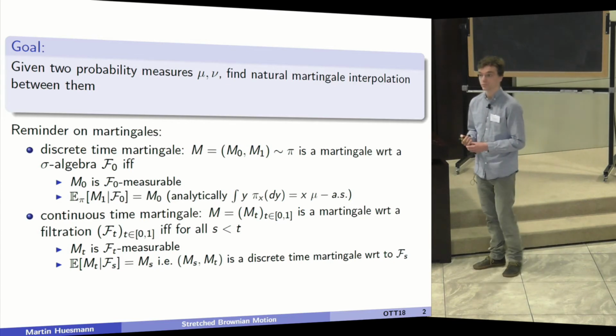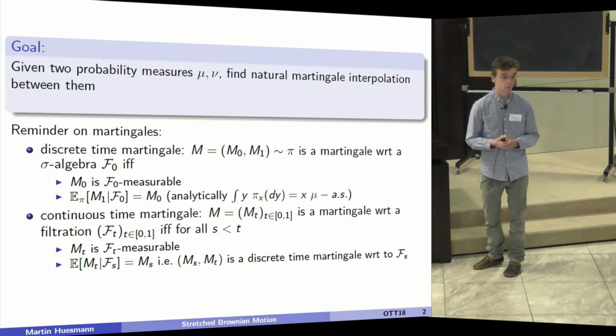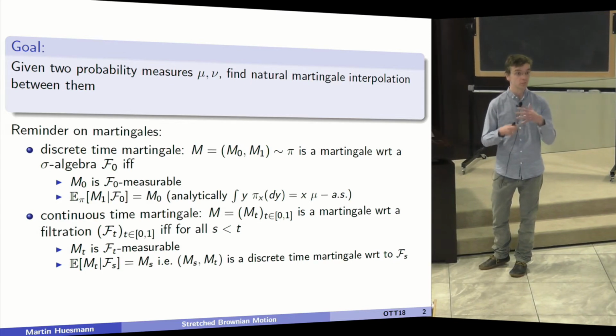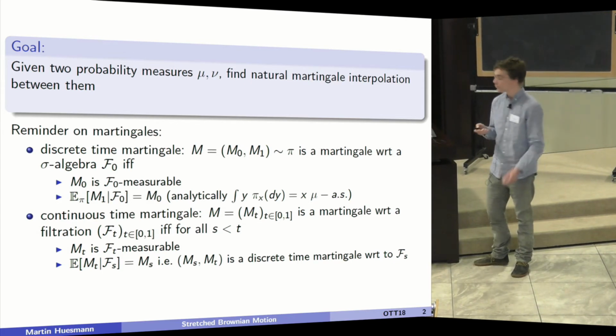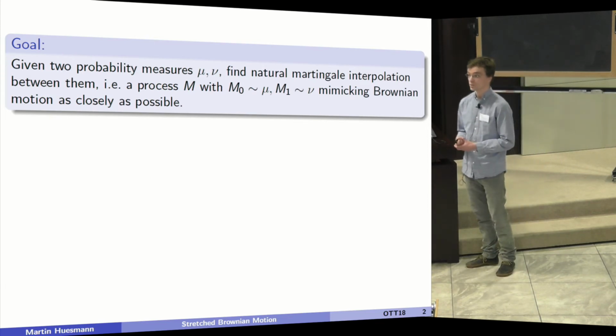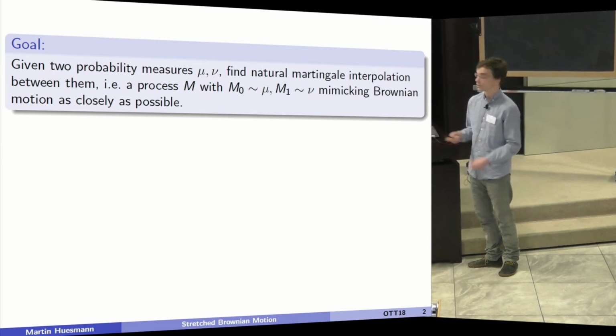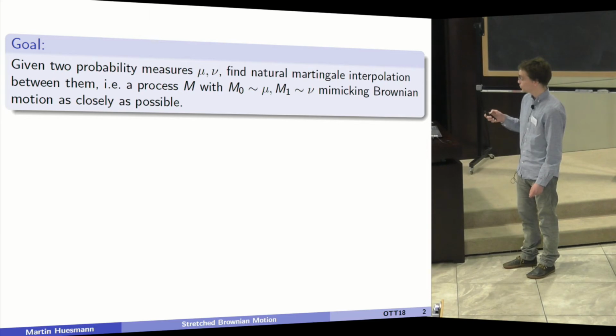A very natural martingale is, for me at least, Brownian motion. I do not want just some martingale, I want a natural martingale. What I mean is that I want a process starting in mu, ending in nu, and looking like Brownian motion as closely as possible. Now this is a little bit too good to be true.